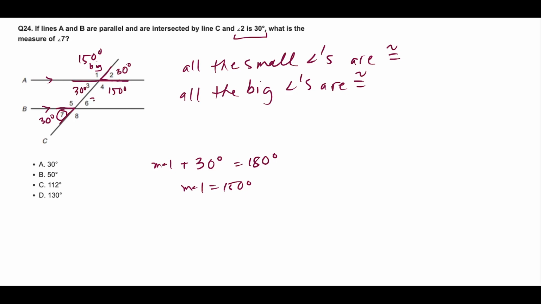And then if this is 30, this angle would be 30, and then these would be 150. So it depends on which angle they ask you for, but once again, all the small angles are the same, all the big angles are the same. But since they want to know what is the measure of angle 7, it is a 30-degree angle.